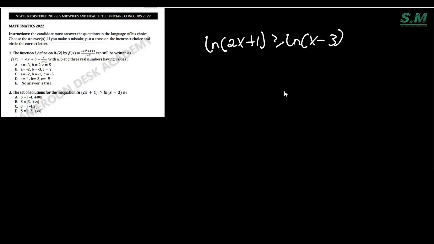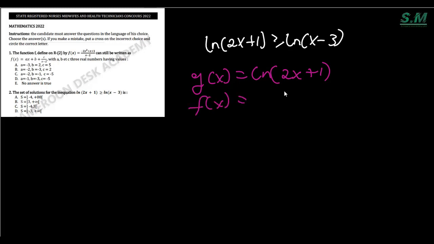If I call the function on the left hand side g of x, which is equal to the natural logarithm of 2x plus 1, and I call the function on the right hand side f of x, which is equal to the natural logarithm of x minus 3, the first thing is to define the domains, and then look for the range of values for which the natural logarithm of 2x plus 1 is greater than or equal to the natural logarithm of x minus 3.